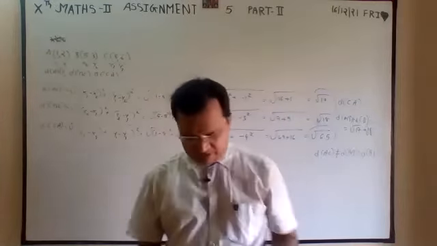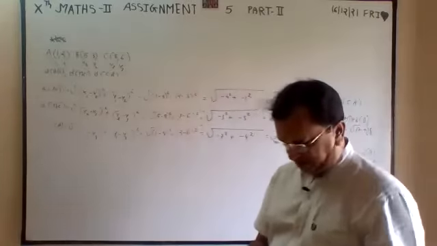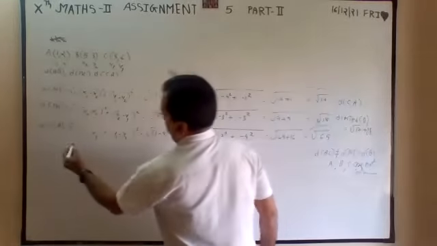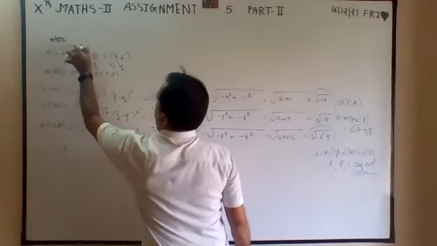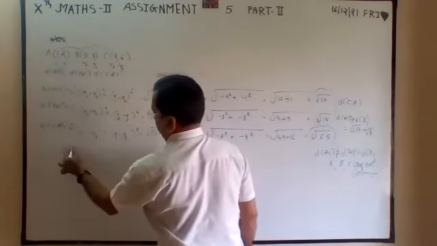Therefore A, B, C are not collinear. This is a long method. Three distances we have to find. Now another method: any two you can take, AB and BC slope.